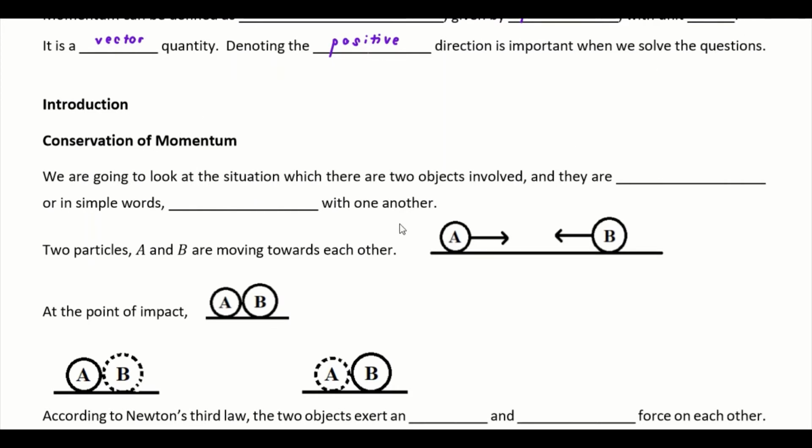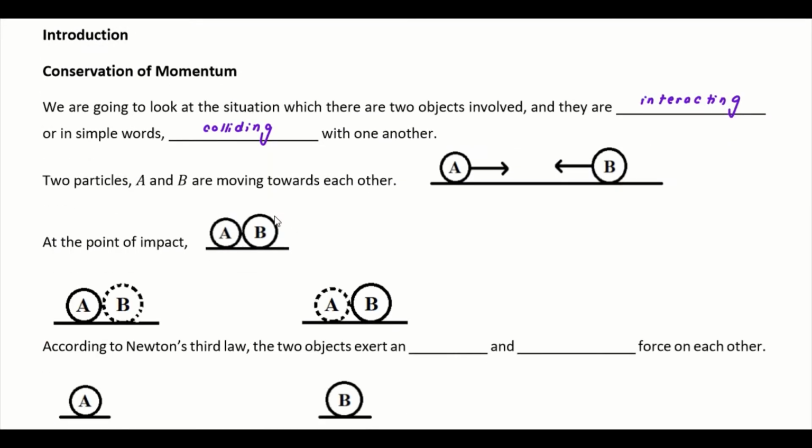For today's lesson, let's look at the part on conservation of momentum. The situation that we are going to look at is that there will be two objects involved, interacting with each other. In simple words, in all the cases that will be encountered, the two objects will be colliding with each other. We are going to understand this principle by using a simple situation. There are two particles, A and B, moving towards each other, maybe A with a certain initial velocity UA, and the same for B, with initial velocity UB.